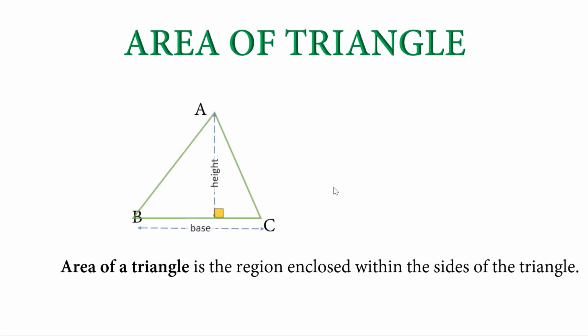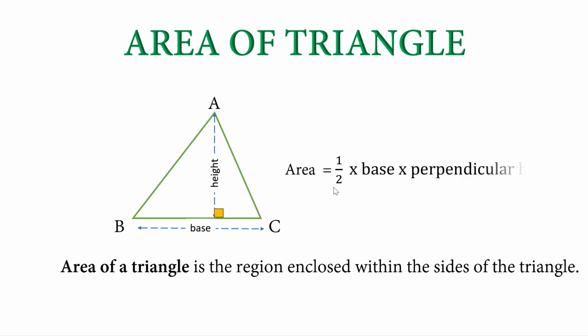Now, in case we know the base and height of a triangle, we can calculate area by using half into base into perpendicular height. The base can be anything. In this particular figure, we have BC as base. So, height has to be calculated from vertex A to BC.